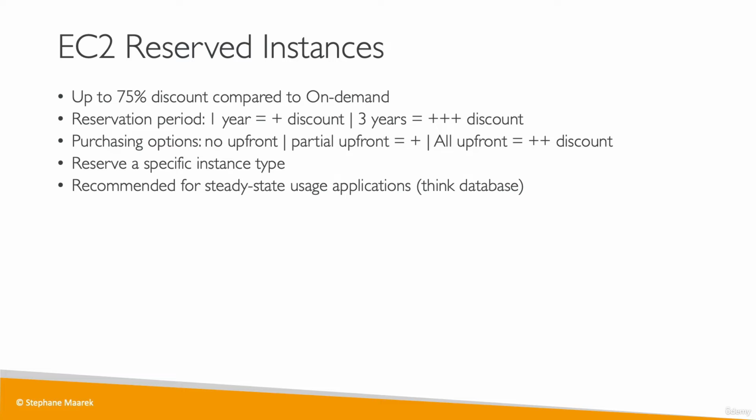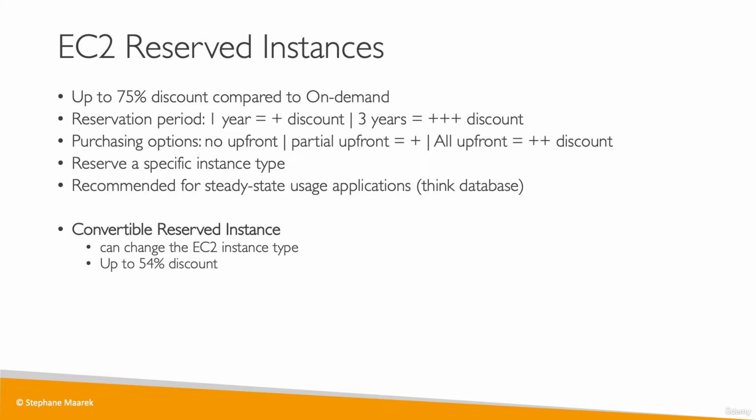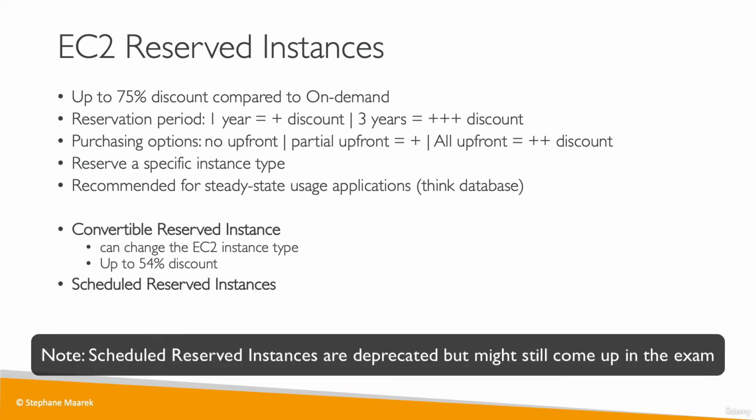Now you have different flavors of reserved instances. There's the normal one that I just told you about, but you also have convertible reserved instance where you can change the EC2 instance type over time. So you can do, for example, T2 large, C5 large, R5 4XLarge, who knows? And this will give you a bit less discount because you can change the EC2 instance type, so up to 54% discount.